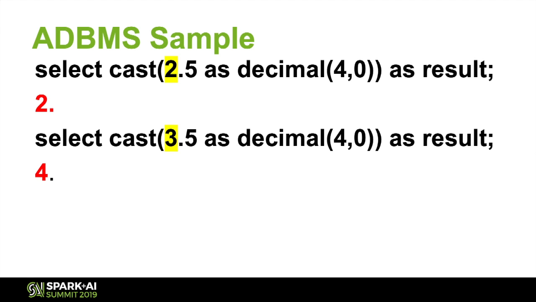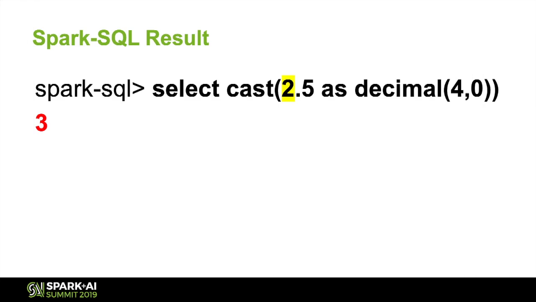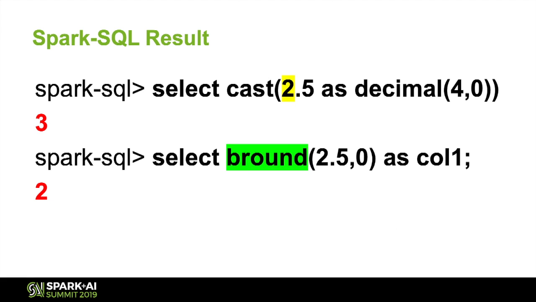Here is the sample on ADBMS. As you can see, 2.5 would be rounded as 2 since 2 is already an even number. Well, 3.5 is rounded as 4 since 3 is an odd number. For Spark, to get the same result, we can use the bround function. Okay, here in Spark, we use bround and get the same result as ADBMS.